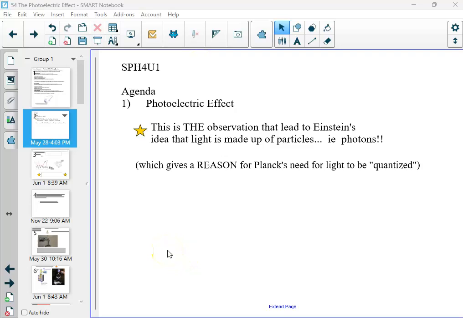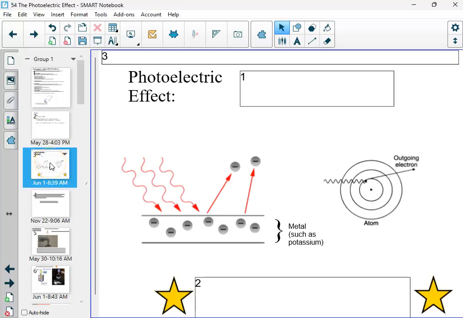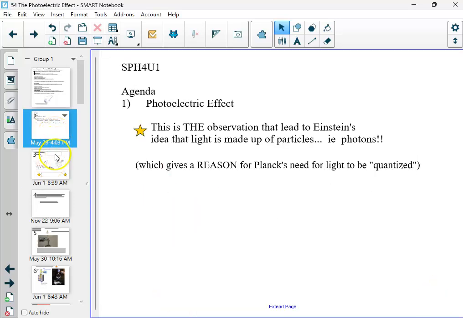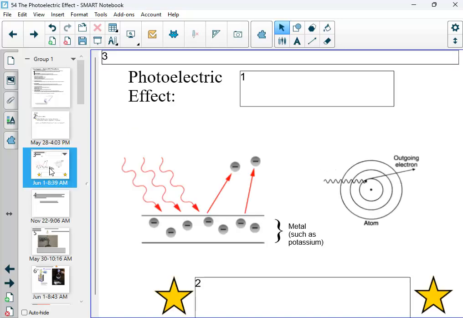The photoelectric effect. This is the observation that led to Einstein's idea that light is made up of particles, in other words, what we think of as photons. It also gives a reason for Planck's need to have light be quantized, to explain the ultraviolet catastrophe and remove the infinite energies issue.